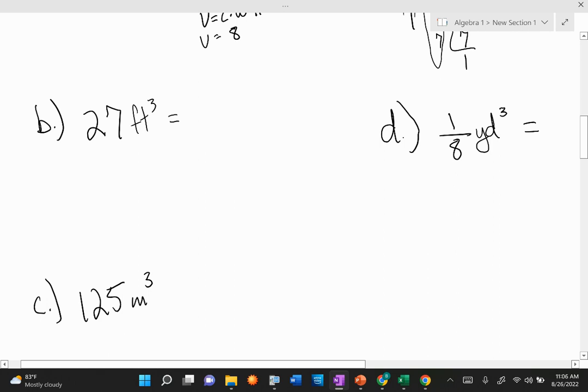Okay. So these are all volumes. Volume measurements of cubes. Find the length of a side for each of these using prime factorization. B, C, and D. Do these on your own.